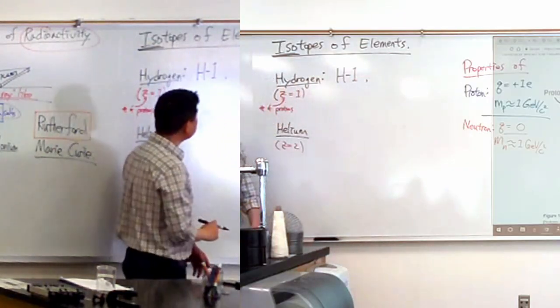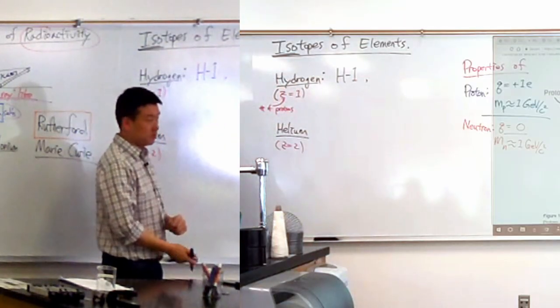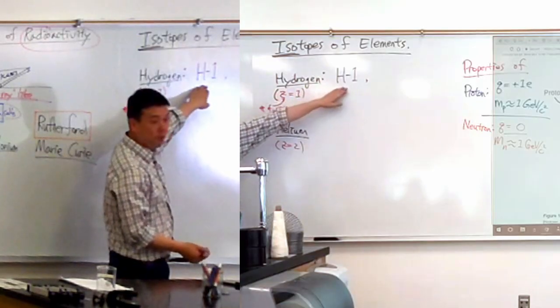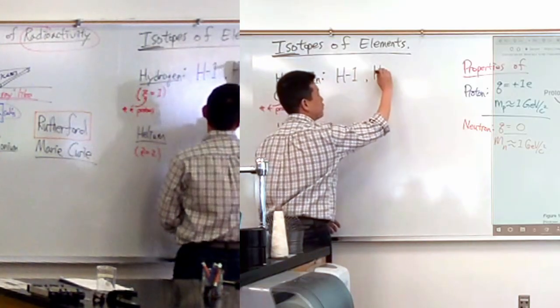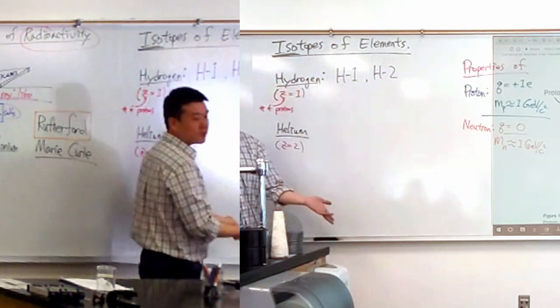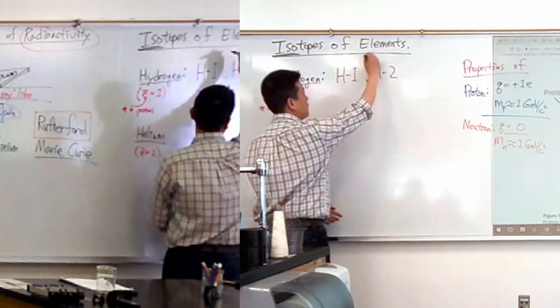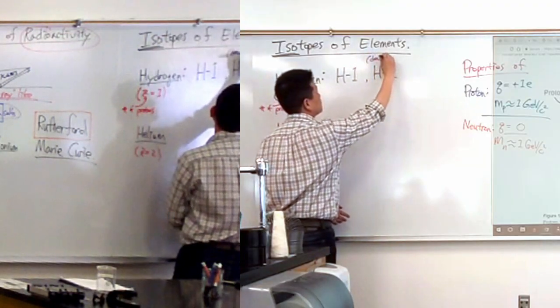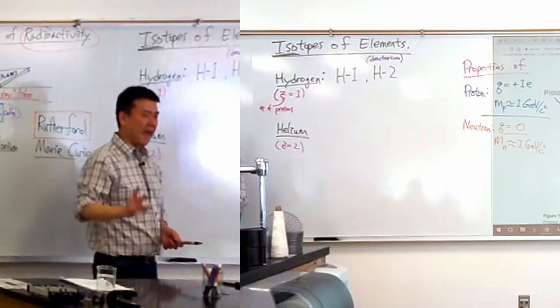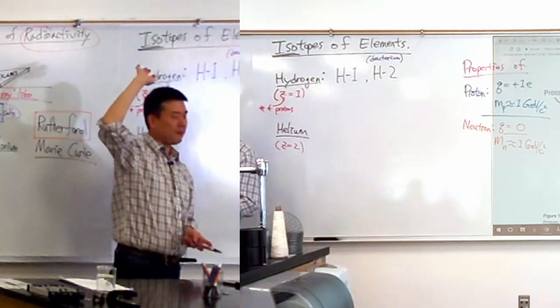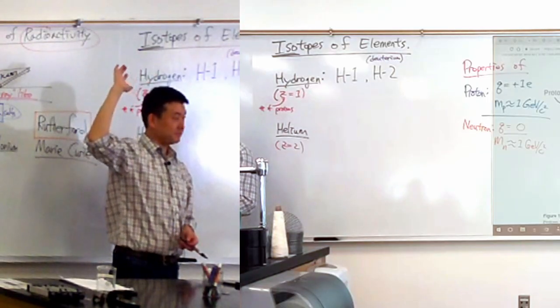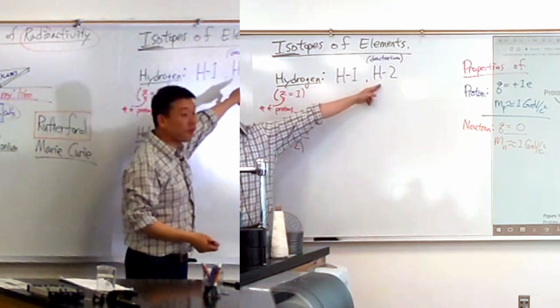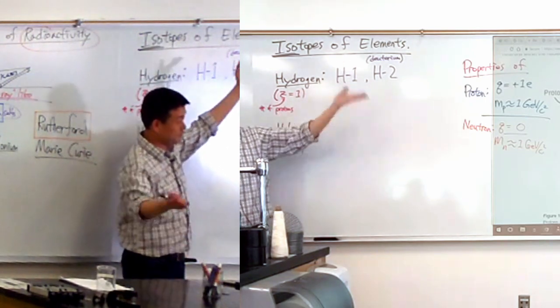And hydrogen has one more stable isotope that's not as common as hydrogen-1. It's hydrogen-2, and it has its own name because it's simple enough to have its own name: deuterium. Anyone here have heard of heavy water? What makes heavy water heavy? Yeah, it has deuterium in place of hydrogen. So that's why it's heavier.